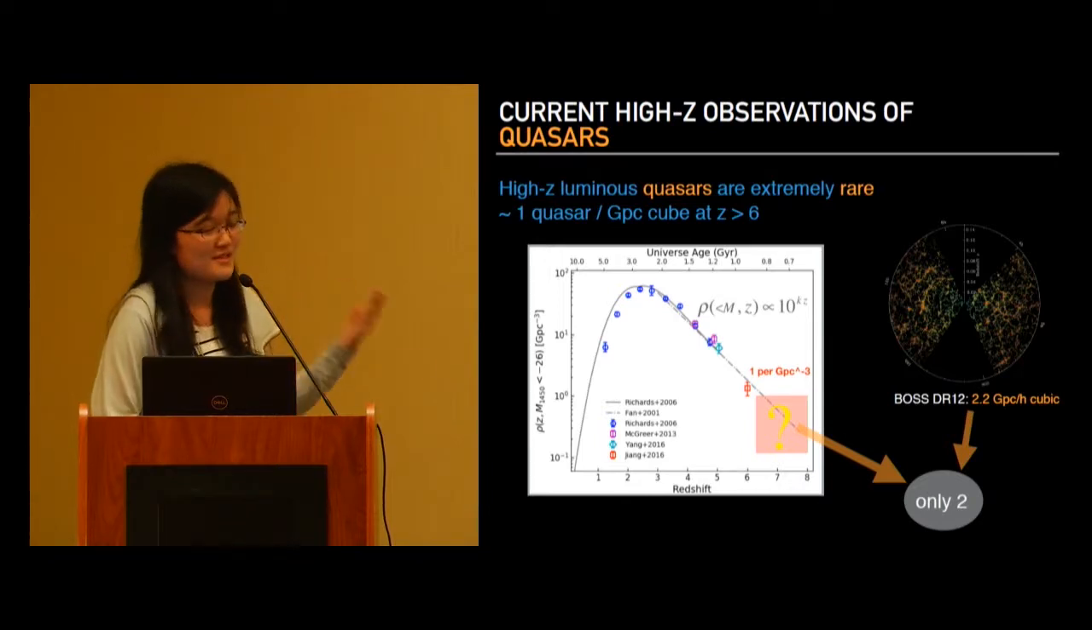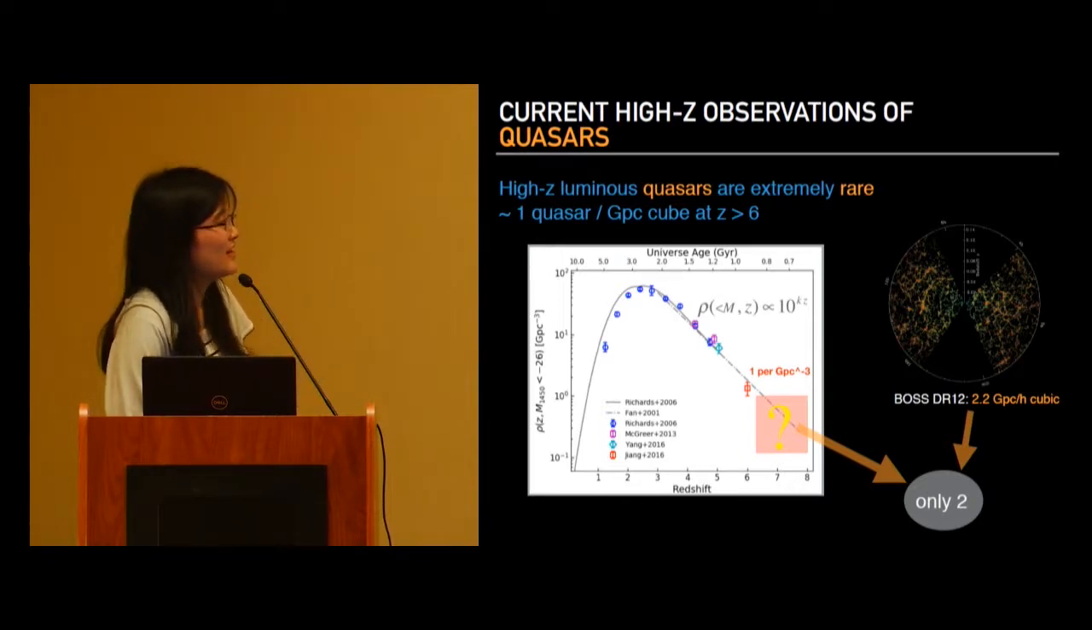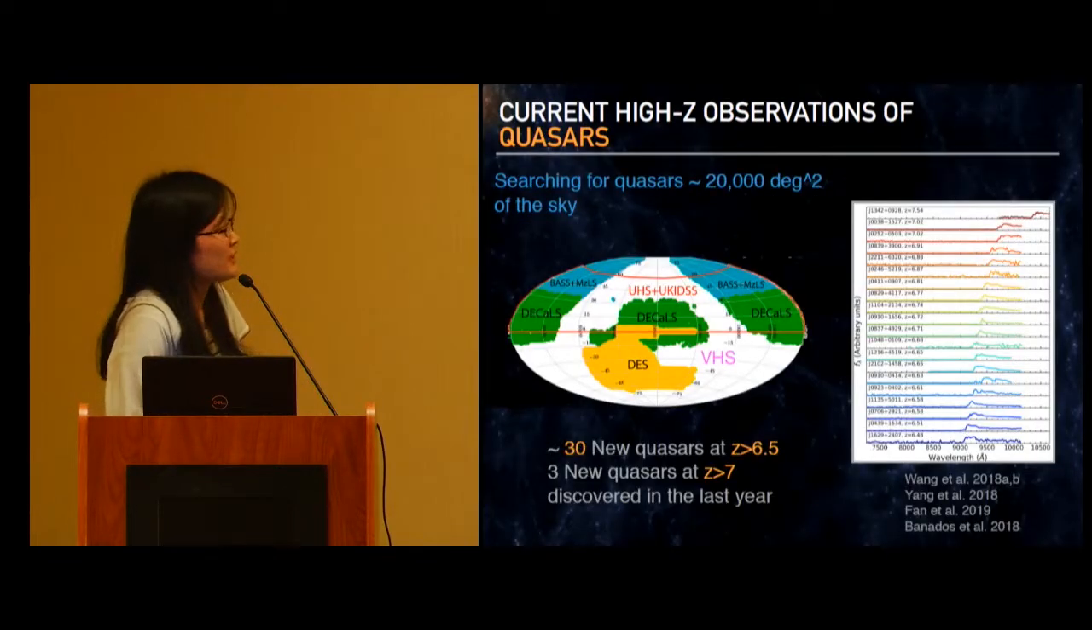Again, to give a sense of how rare it is, we compare it with the Sloan Digital Sky Survey for local galaxies. In this comparatively large volume, we can only find 2 quasars by this number density estimation. Therefore, people need to search a wide area of the sky to hunt for those extremely rare objects.